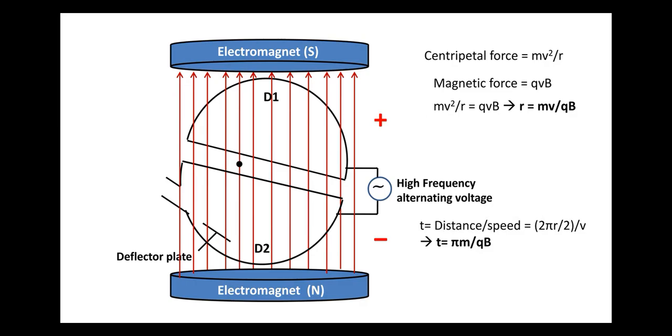Now the time taken by the positive ion to travel a semicircular path is given by t, which is equal to distance upon speed. Distance here means a semicircular path, so it is πr upon the velocity v. From that we will get the value of t. You can put the value of r from the above equation, so you will get t is equal to πm upon qB. Now again a very important thing is that this time is independent of the velocity.